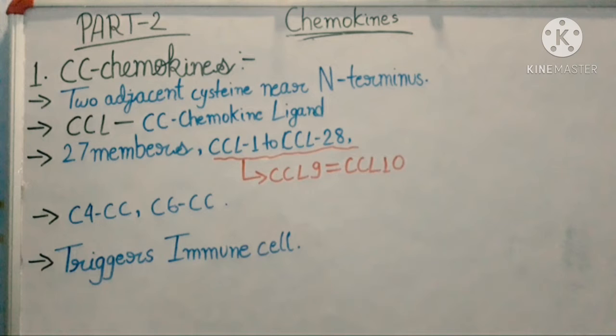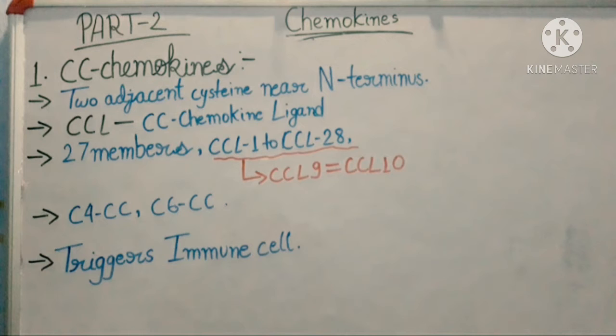Now I will discuss briefly the CC chemokine. These have two adjacent cysteines near the N terminus. These are also called CC chemokine ligands, which is CCL. There are 27 members of this group that have been identified and are numbered CCL1 to CCL28.